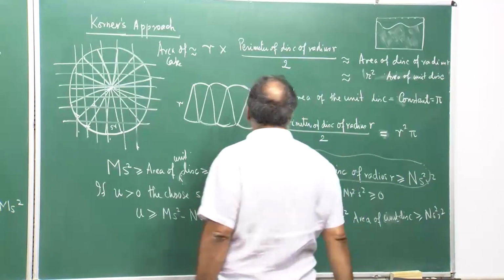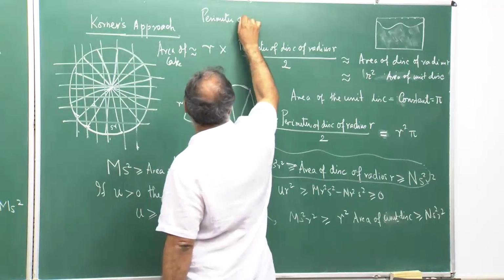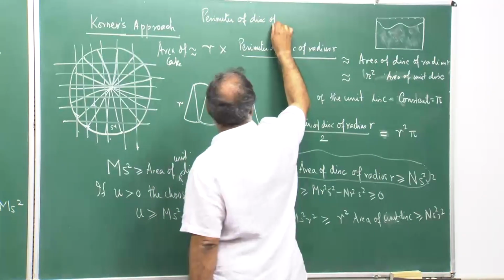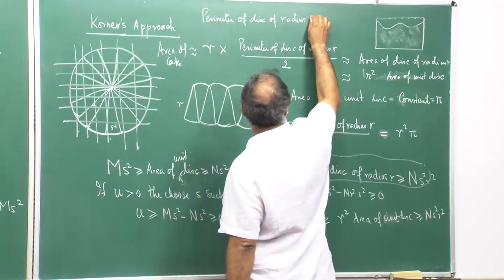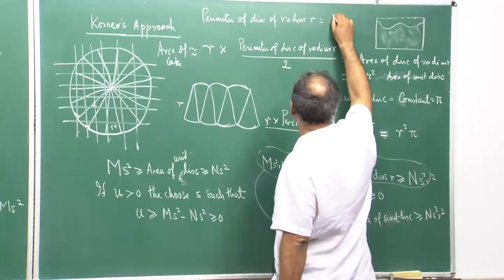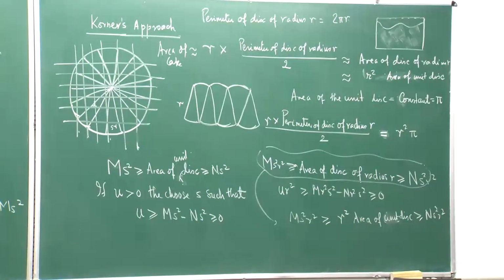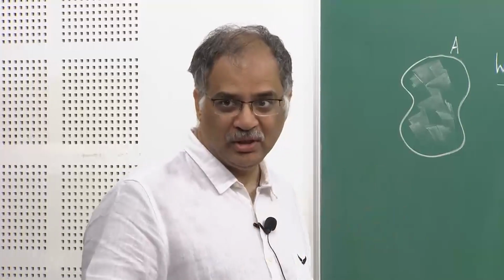Now what does it mean from here? It simply says that the perimeter of a disk of radius r, or the circumference of the disk of radius r, perimeter is the same as the circumference, is 2 pi r. So which means the perimeter of the disk of radius r divided by the diameter is always constant. So whatever your radius r, it does not matter, the ratio of the circumference to the diameter is always constant.